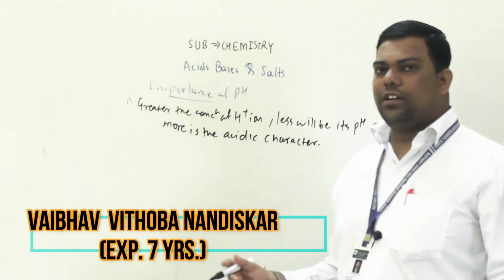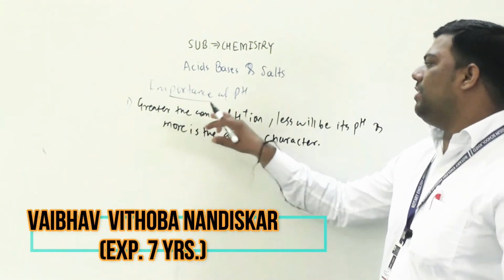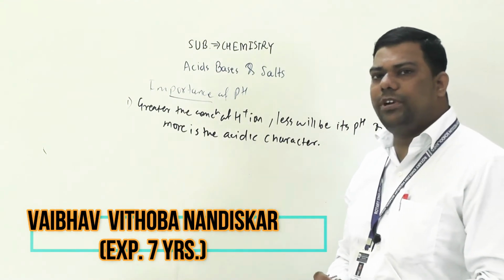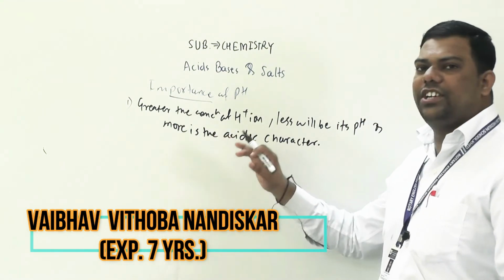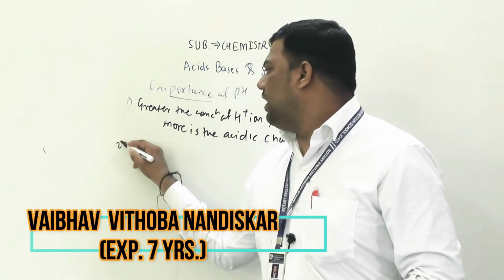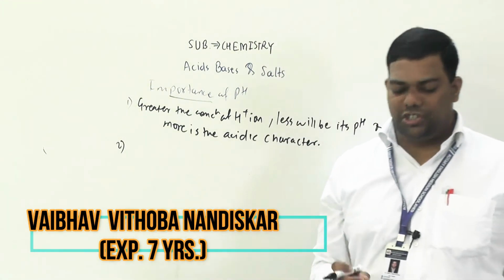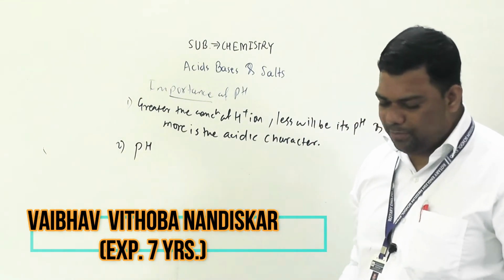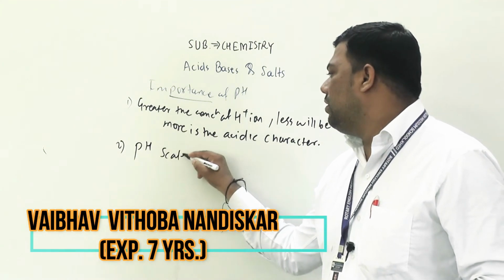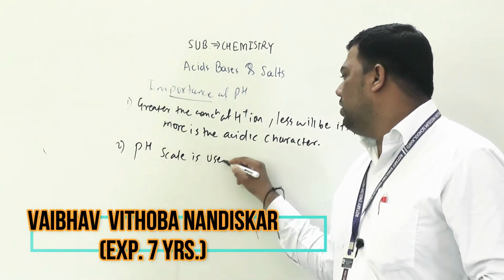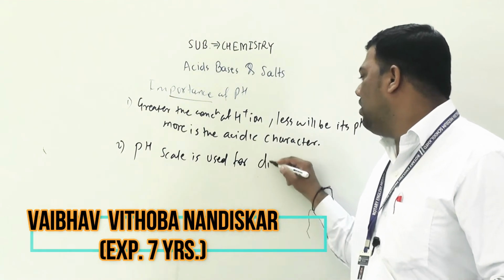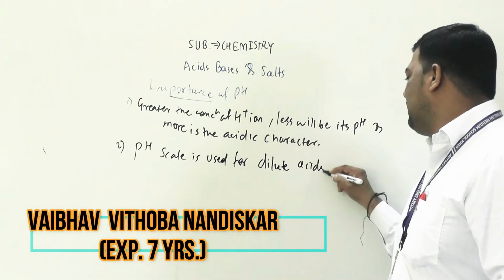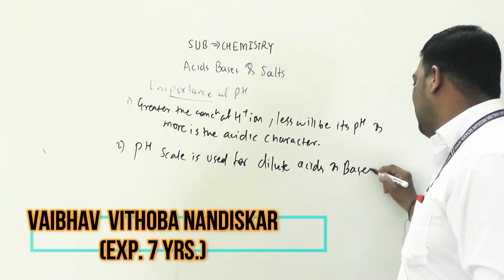So this is very much important. Greater the concentration of H plus ions, less will be its pH, and more is the acidic character. Second, the pH values, or we can say the pH scale, is used for dilute acids and bases.